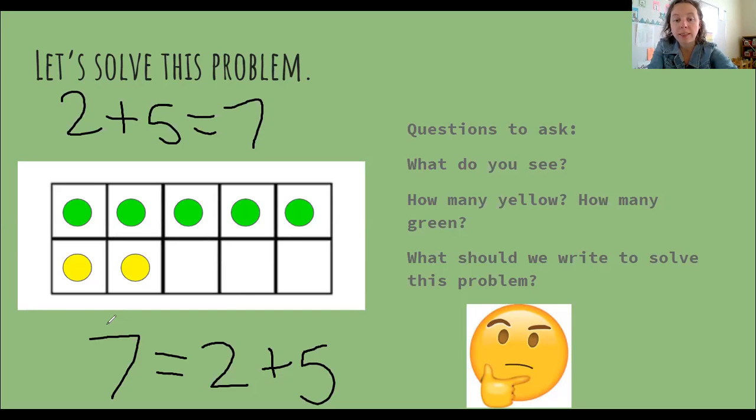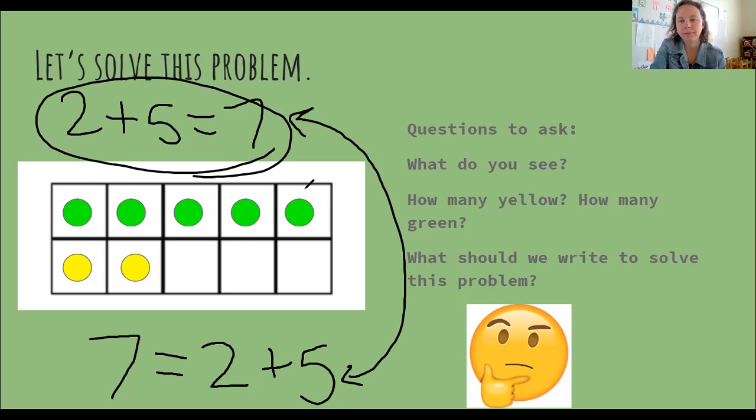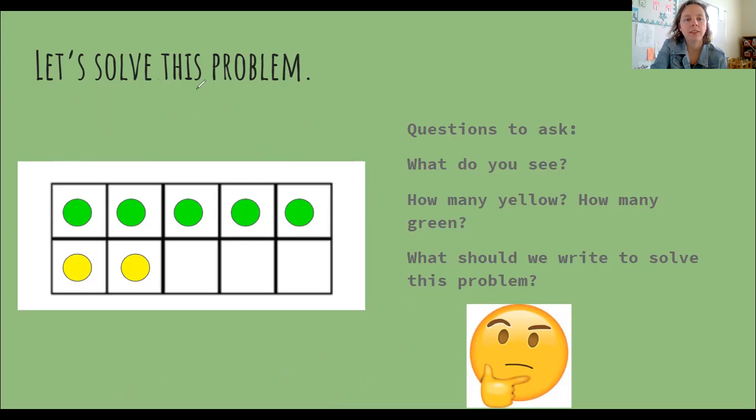But if you write it this way, or this way, it doesn't matter. They mean the same thing. And in your workbook, you're going to start writing the answer first, and then the problem. So that's what we're going to be practicing. But if you write it this way, that's all right, because it's still the correct answer. All right, let's look at another one.